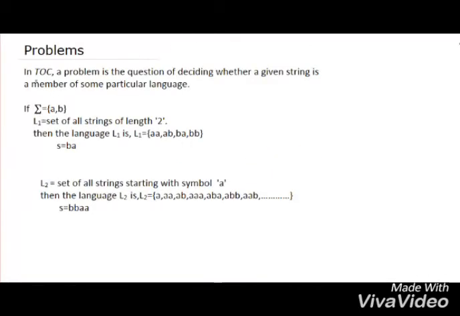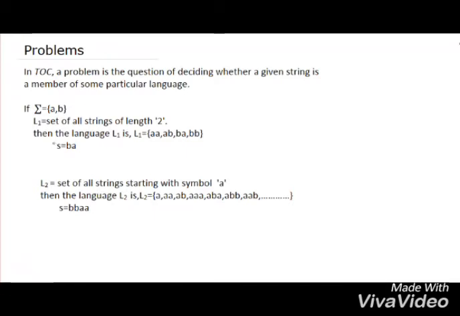So our next topic is finite representation. Problems. In TOC, a problem is a question of deciding whether a given string is a member of some particular language. Just consider sigma equal to {a, b}, two symbols. Then language L1 is the set of all strings of length 2, which means L1 is a language which contains the strings of length exactly 2. So the problem here is, I just want to check whether this string s equal to ba is present in this language or not.